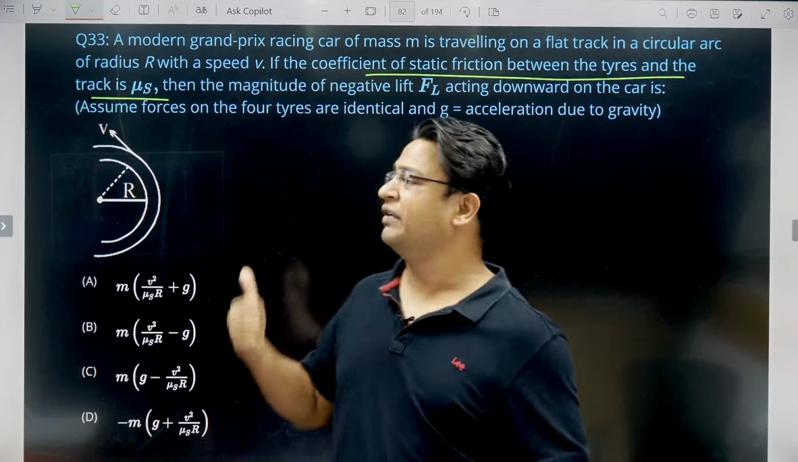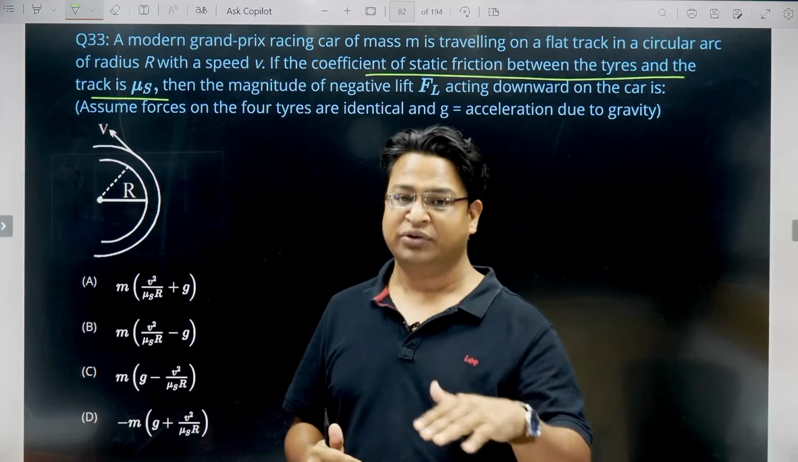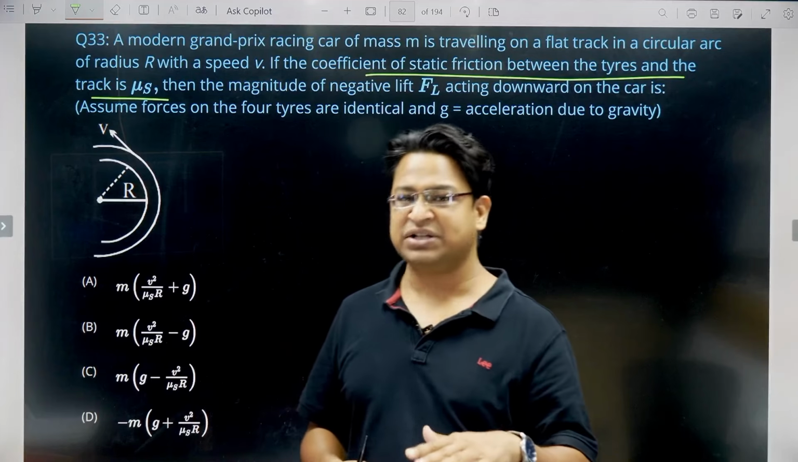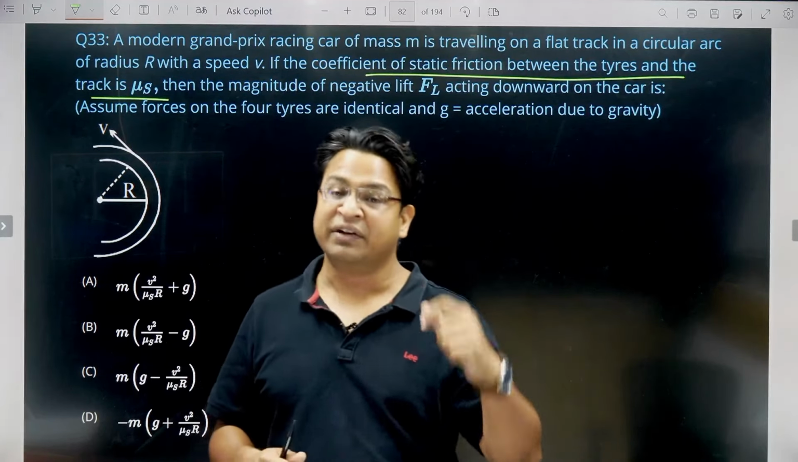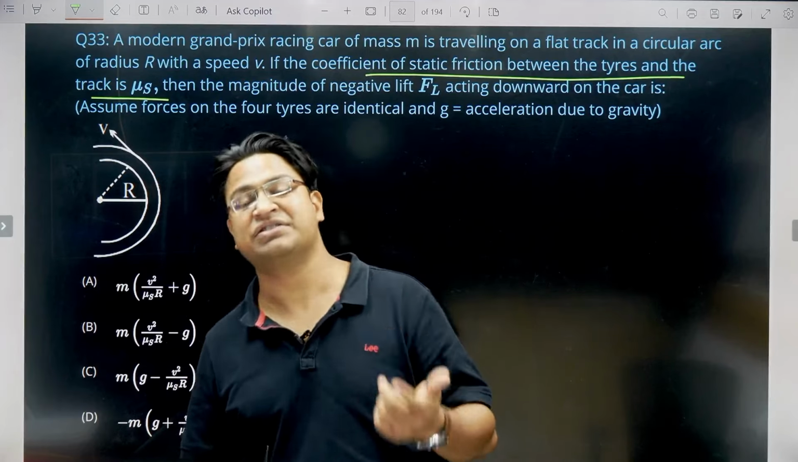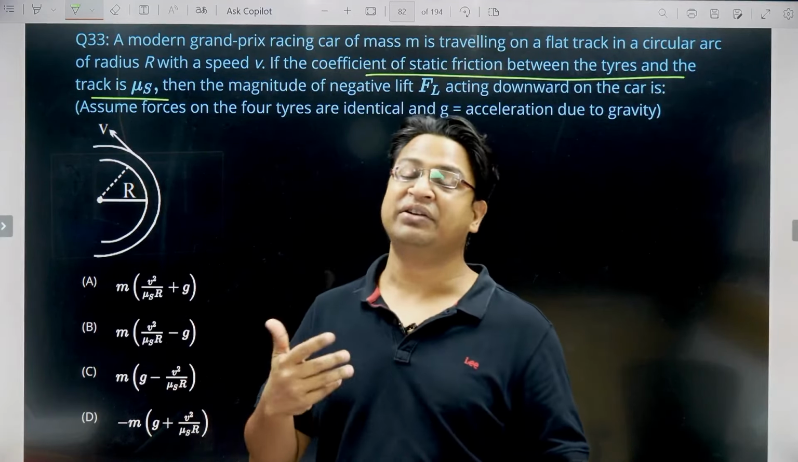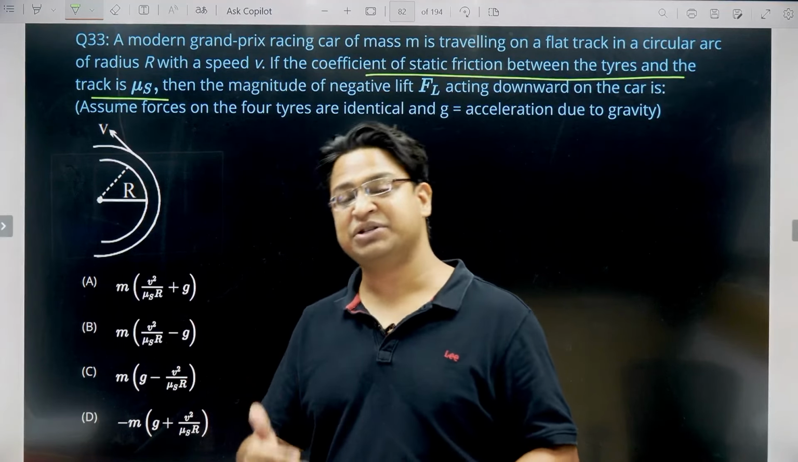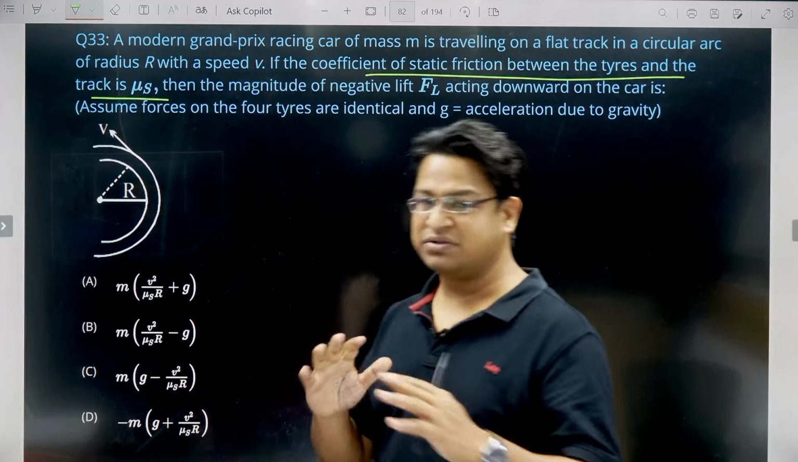So now the driver will deploy the flaps or the rear wing, which will start generating the negative lift, or you can say the downward lift. As soon as that lift is generated, the normal value will rise up, and therefore the limiting value will rise up, giving the driver the opportunity to further increase the speed of the car. So what we are assuming here is that the car is already being driven at the maximum speed at which it can be driven even after the deployment of the flaps. Maximum speed has already been reached.